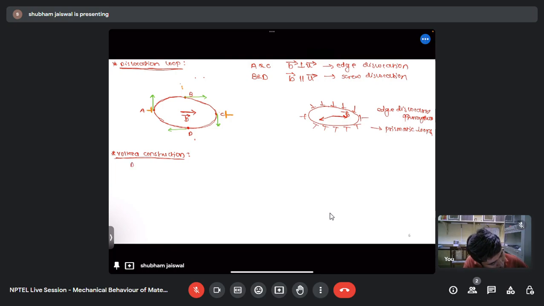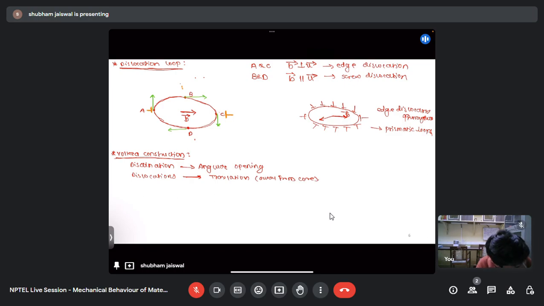Disclination. When will we get the disclination? When we do the angular opening. And when will we get a dislocation? When we do the translation, that is away from the core. Okay, so let me draw the diagram.